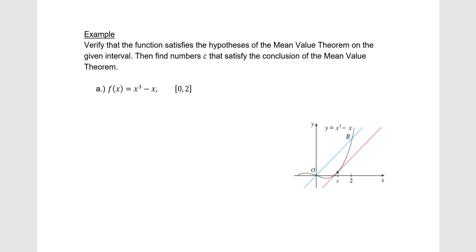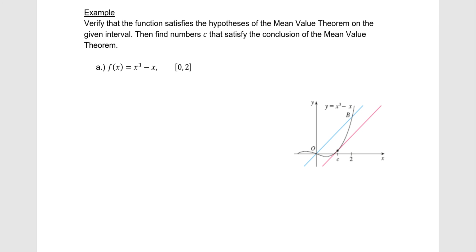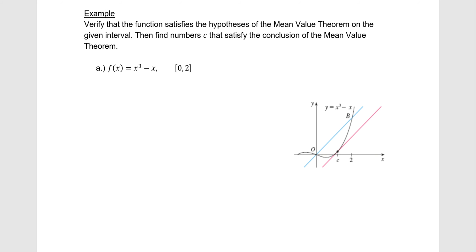Okay, so let's see an example. Verify the functions satisfy the hypotheses of the mean value theorem on the given interval, then find numbers c that satisfy the conclusion of the mean value theorem. Okay, so we have f of x equals x cubed minus x on the interval 0 to 2. So we already have a picture here, but we'll come back to that in a second.